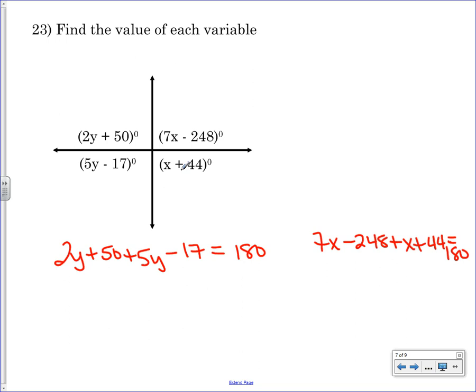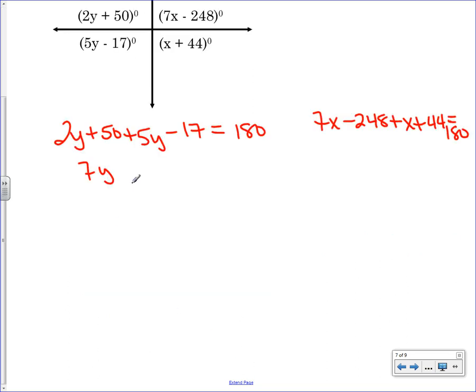Okay? So obviously, what I typically try to do is I try to combine like terms before I move anything. So what's 2y and 5y? 7y. And what's the 50 minus 17? Equals 180. What do I do to both sides? Subtract 33. So you get 7y equals 147. Divide by 7 and you get 21. Everybody in here get 21 for y? We're okay? Great.